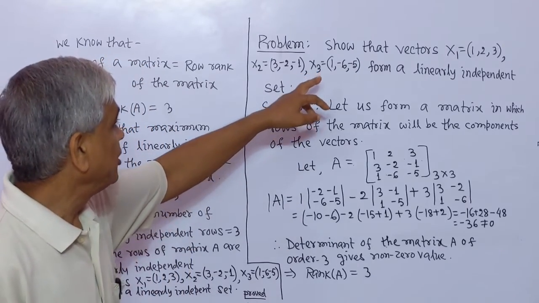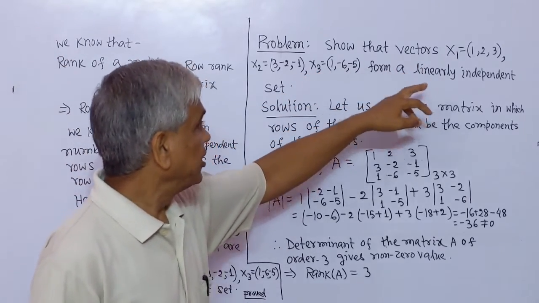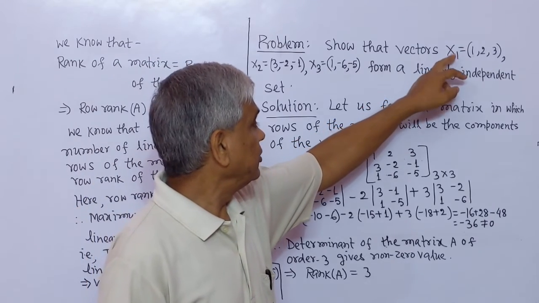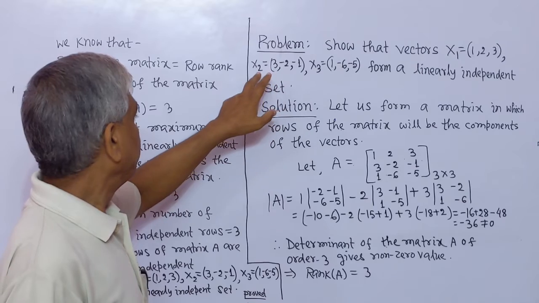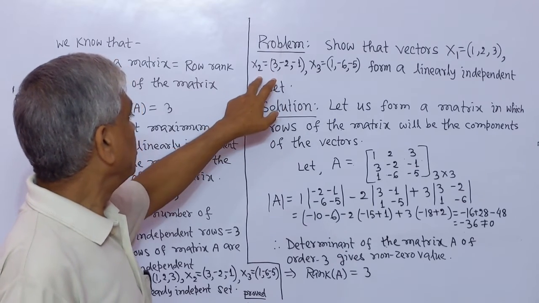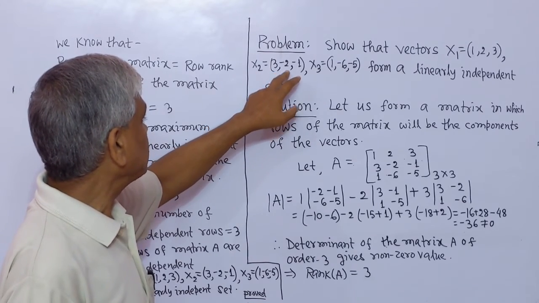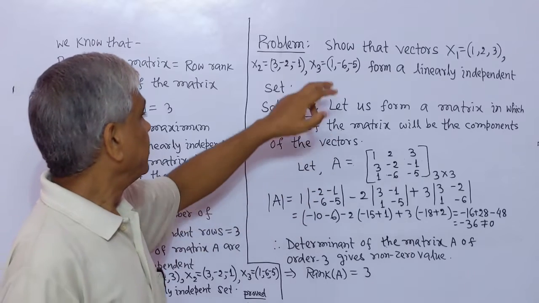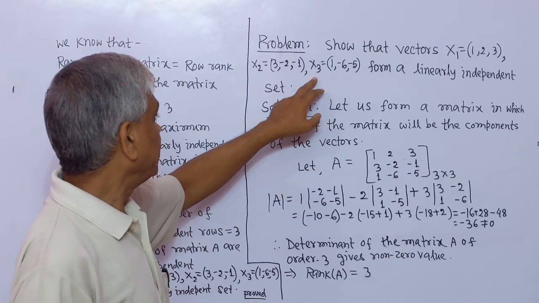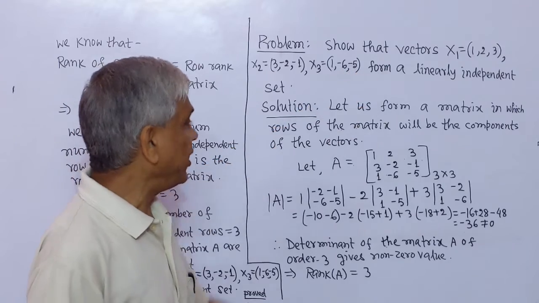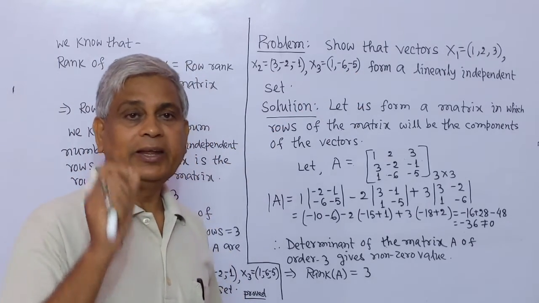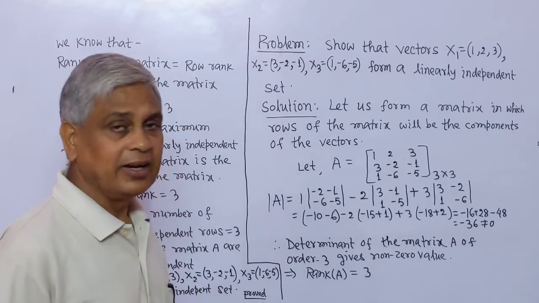The next problem is: show that vectors x1, the ordered triplet (1, 2, 3), vector x2, the ordered triplet (3, -2, -1), and the third vector x3, the ordered triplet (1, -6, -5), form a linearly independent set.